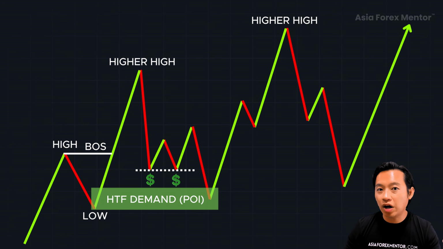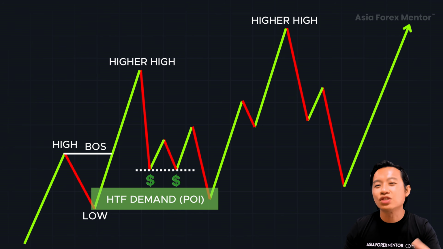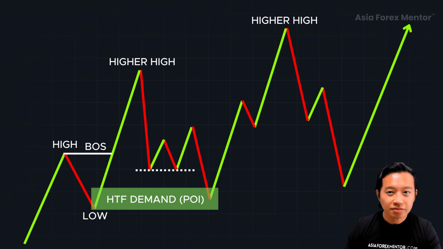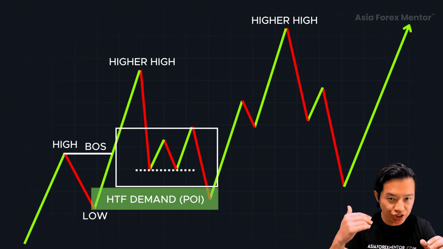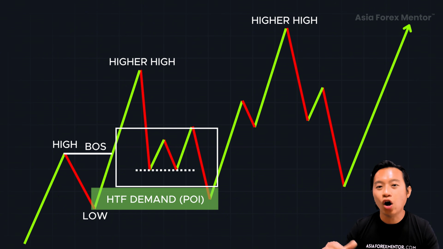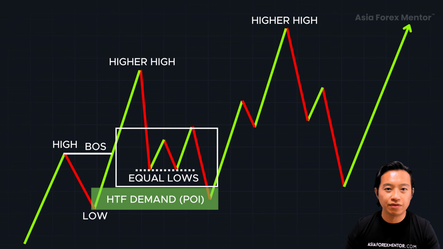If price fails to sweep liquidity before reaching our point of interest, what happens? It will likely use that zone as liquidity to fuel its momentum, making it an unsafe area for trading because there's not enough liquidity. So in that scenario, we observe a consolidation, or an accumulation phase with equal lows itself.